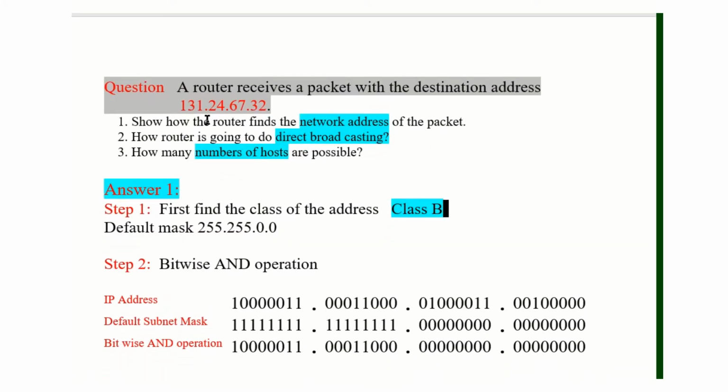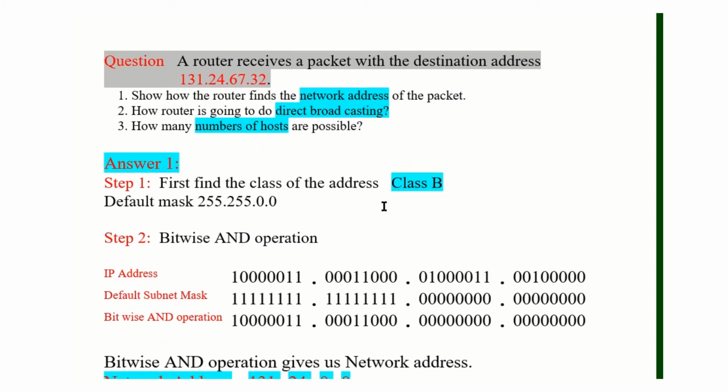A router receives a packet whose destination address contains the IP address 131.64.67.32. We have to find out how the router will find the network address of the packet. Question number 2, how is the router going to do direct broadcasting. Question number 3, how many hosts are possible in this particular network. So let us take this question in various steps.